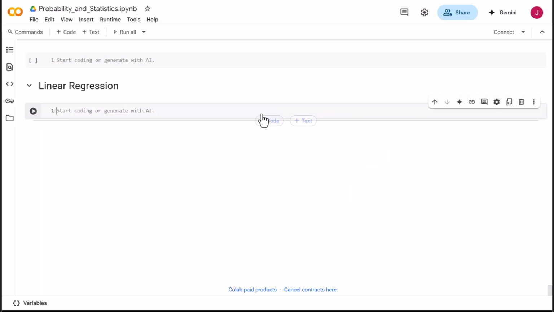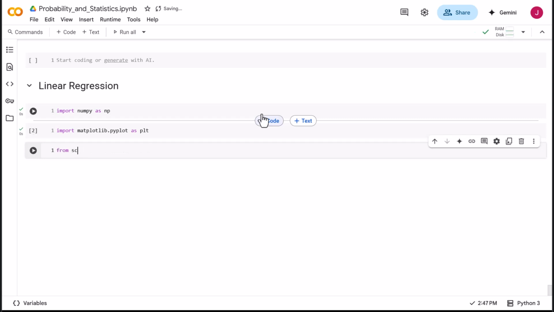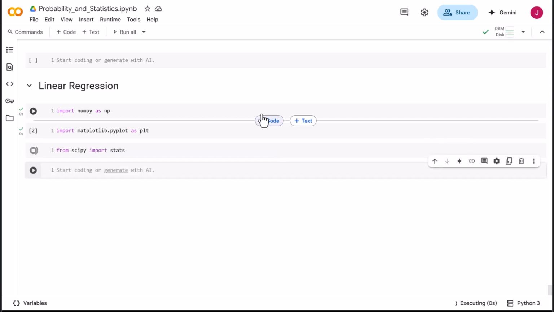All right, so let's try the same example in Python. For that, we need to import numpy as np. Then we need to import matplotlib.pyplot as plt. And also from scipy, we need to import stats. That's right. Then we need to pass our data.